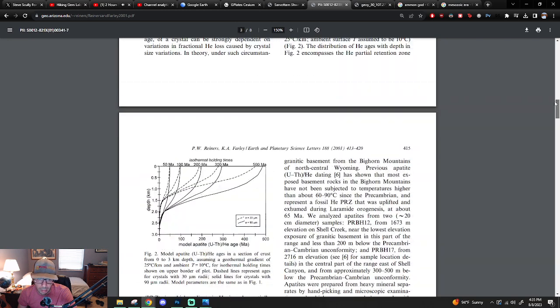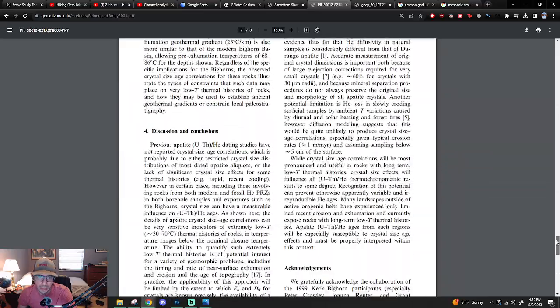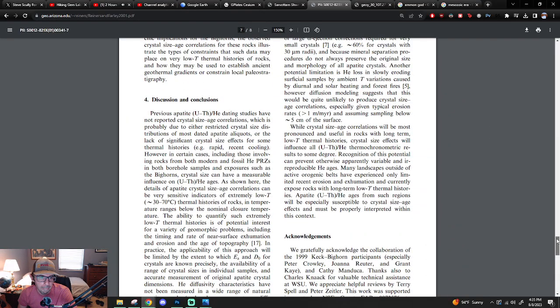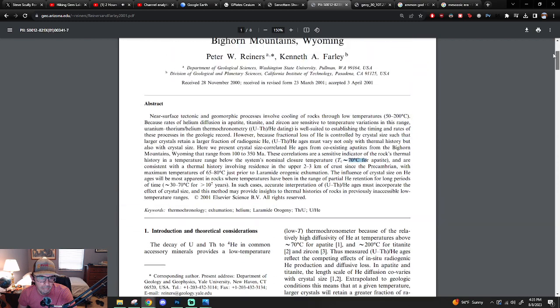Okay, so that probably sums up this paper pretty well. Since they're the authors, they probably can sum it up pretty well. Here we present crystal-size correlated helium ages from coexisting apatites from the Bighorn Mountains, Wyoming, that range from 100 to 350 million.